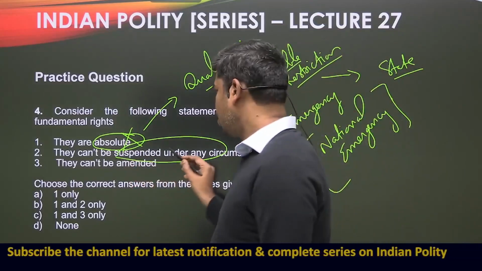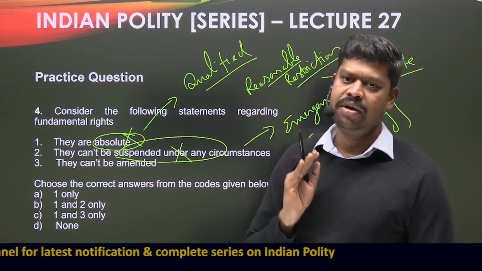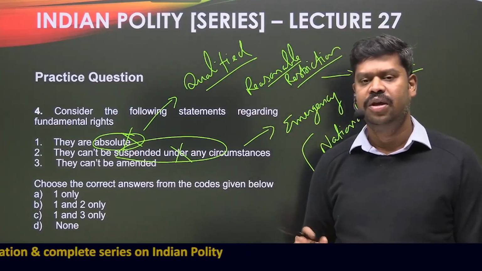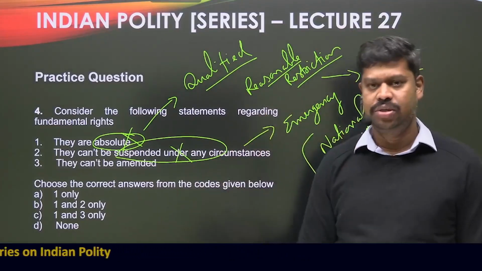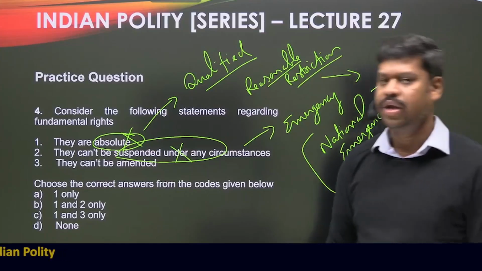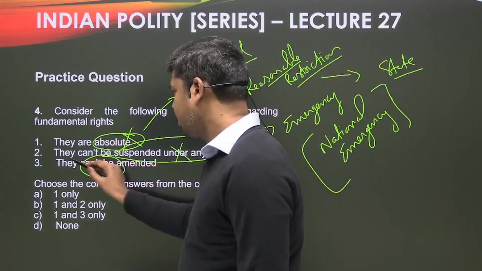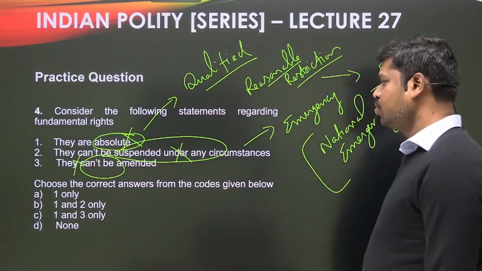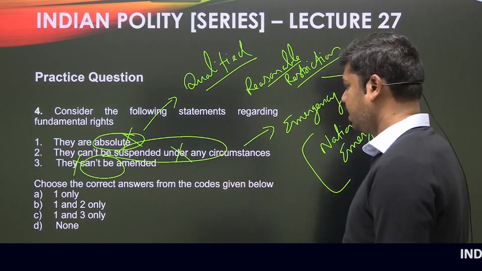The third statement: they can't be amended. When you say that they can't be amended, of course the fundamental rights can be amended. There is no doubt in this regard. In fact, the right to property was taken away. The right to education was brought in by inserting Article 21A by the 86th Constitutional Amendment Act. So this is also wrong. So all three statements are wrong. Choose the correct answer from the codes given below. So what is the correct answer?